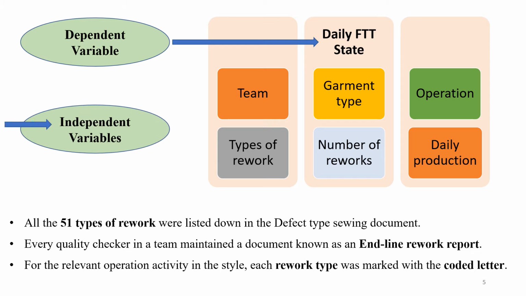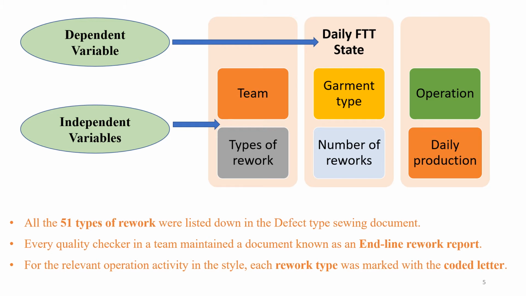Independent variables are team, garment type, operation, types of rework or the damage type, number of damages and the daily production. There are 51 types of damages that are listed in the defect type sign document. Every quality checker in a team maintains a document known as the inline rework report. For a particular operation activity in the style, each damage type is marked with a coded letter by the quality checker. At the end of the day, the quality checker calculates the FTT state, which is high or low, according to the production and the number of damages.